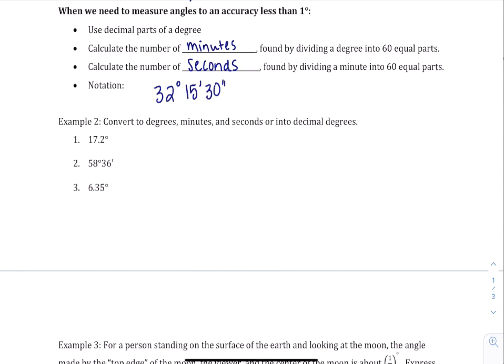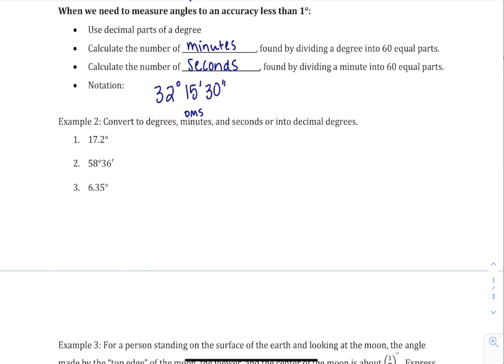Let's take a look at how we convert to degrees, minutes, and seconds, or into decimal degrees. Sometimes I have seen this written DMS. If you ever see that in context of angles, that would be this degree, minute, and seconds.